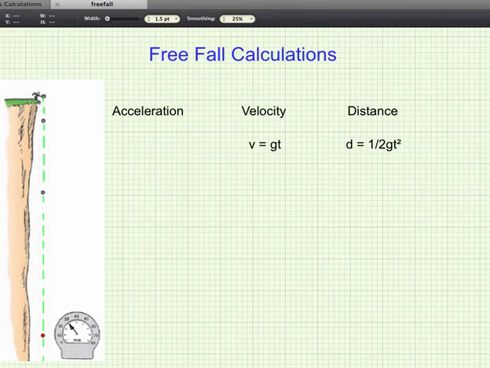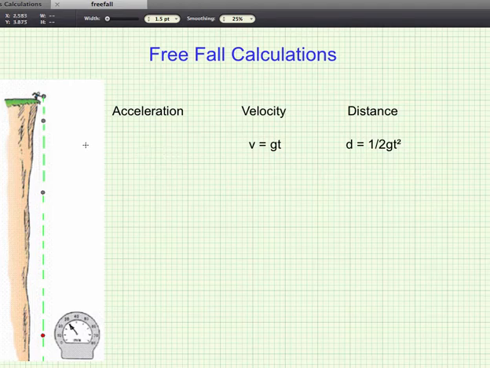Today we're going to look at free fall calculations. And free fall is a very specific acceleration, and that's what happens anytime you drop something that's near the surface of the earth. So what we've got over here is, imagine that we're on top of this big cliff and we're going to drop a bowling ball, let's say.